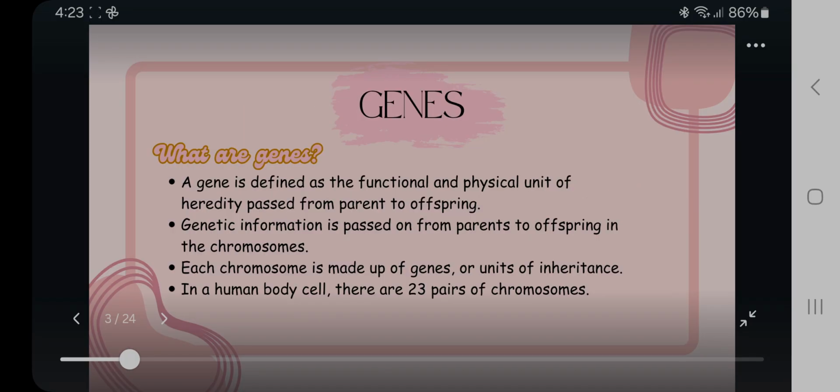To begin our lesson today, we have to define what a gene is. A gene is defined as the functional and physical unit of heredity, and it's passed from a parent to its offspring via chromosomes. A chromosome is basically a thread-like structure inside the cells of a living organism that carries genetic information. It's made up of DNA and proteins, and it contains all the instructions, in other words genes, that determine how a body grows, develops, and functions. They're typically found in the nucleus of cells and are arranged in 23 pairs.